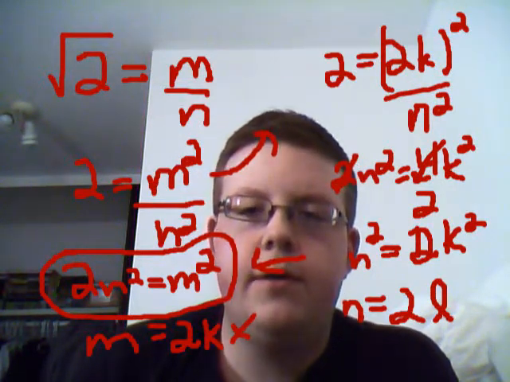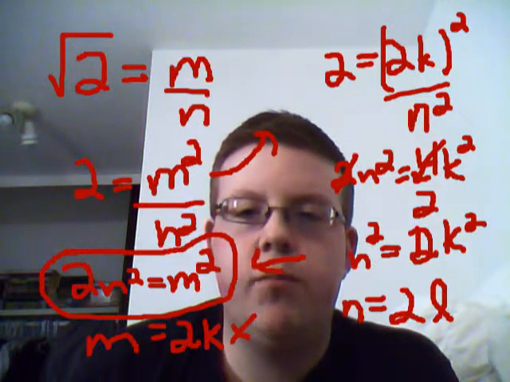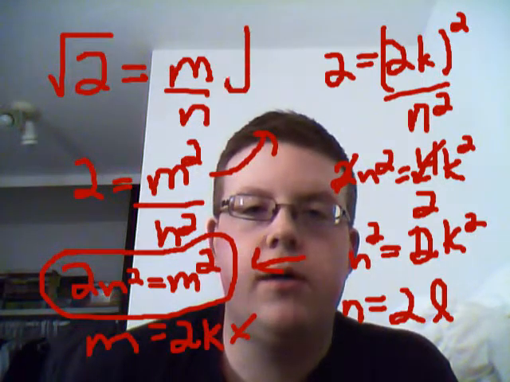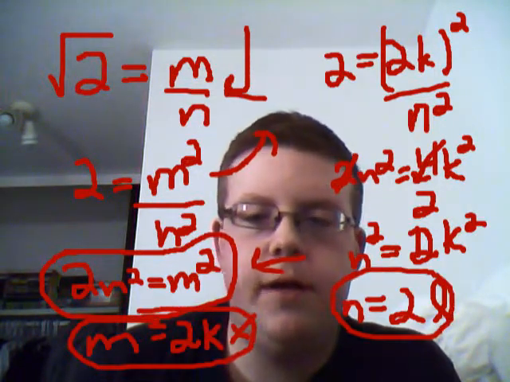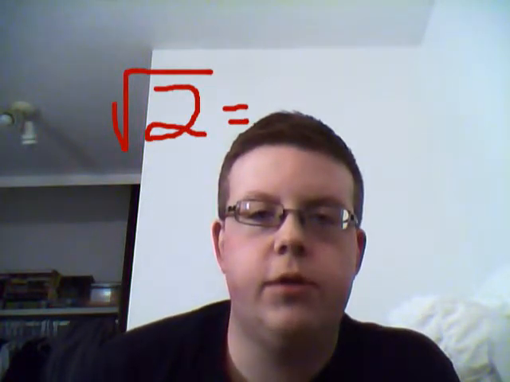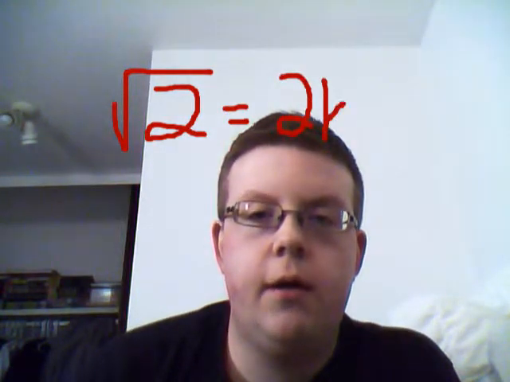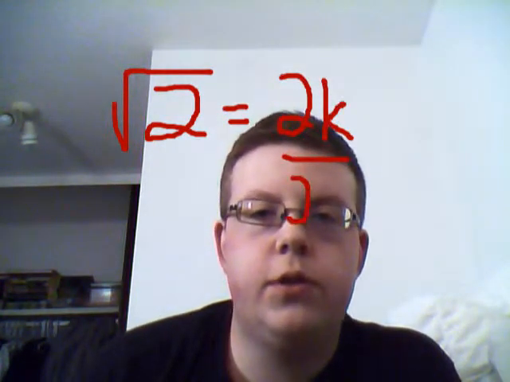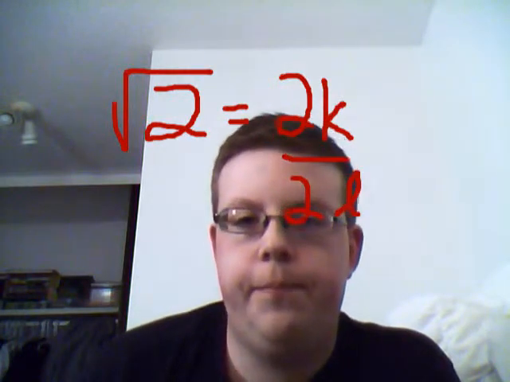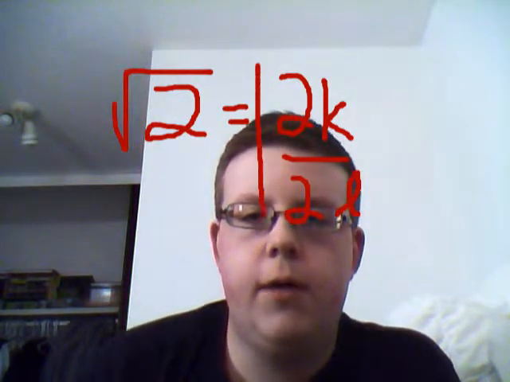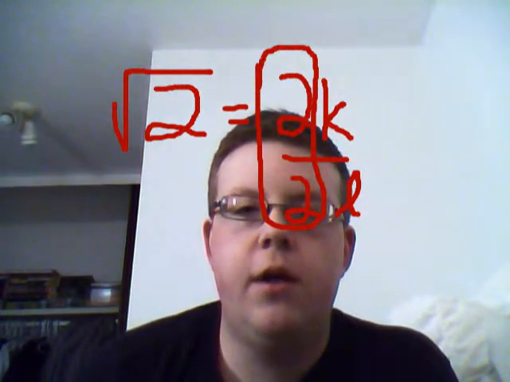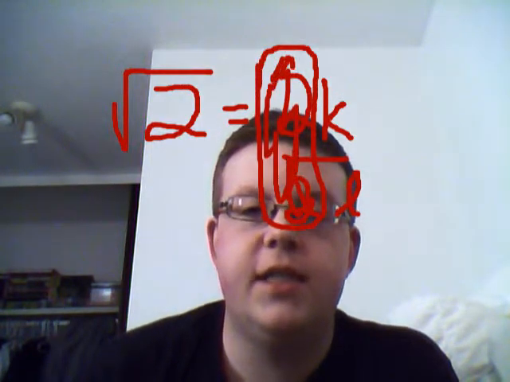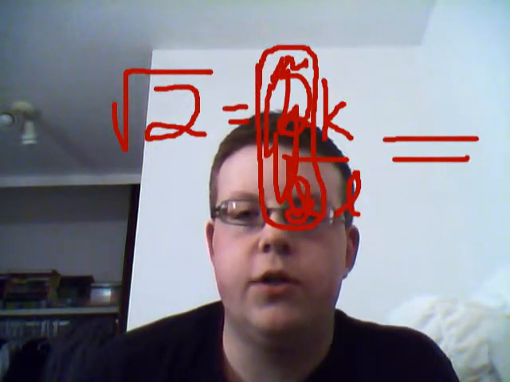So what does this mean? What have we just done? Well, we can head right back into our original equation and substitute these in. So that means that we've shown that the square root of 2 is equal to 2k over 2L. But look, right here we have a common factor of 2 in the numerator and denominator. But we assumed that these things didn't exist. So we've gotten a contradiction.